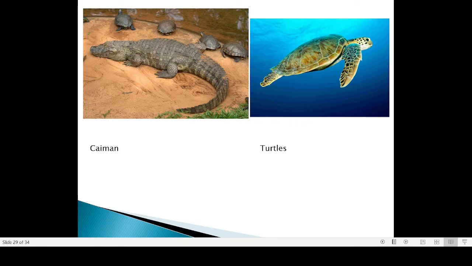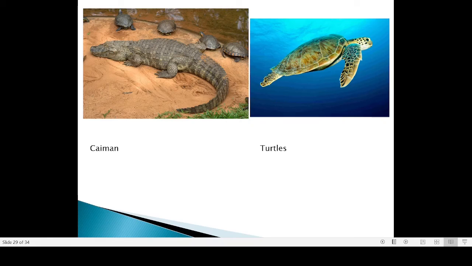Now there are some differences between caiman and alligator. They are both closely related, but in the case of caiman, they don't have a bony septum between their nostrils. That is one feature: between the nostrils there is a bony partition, even in our nose, which is not present in the case of caiman. There are several characters by which we can easily distinguish a caiman from an alligator. Both caiman and alligators are present in South America.